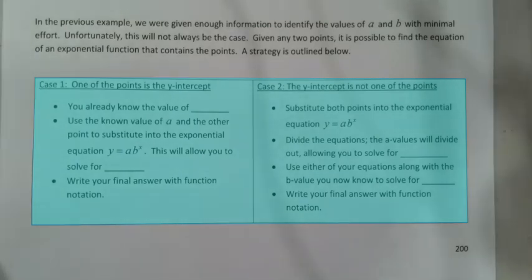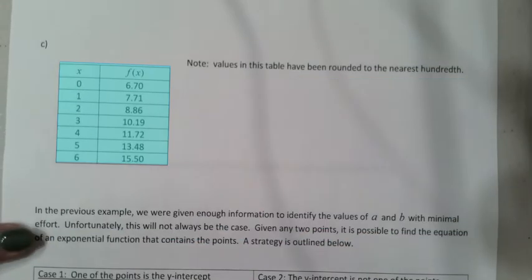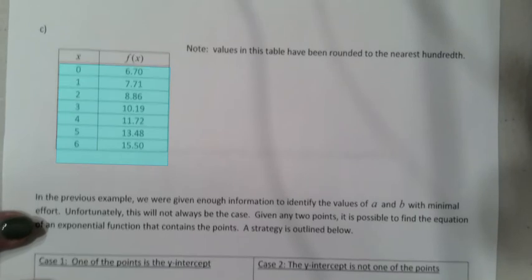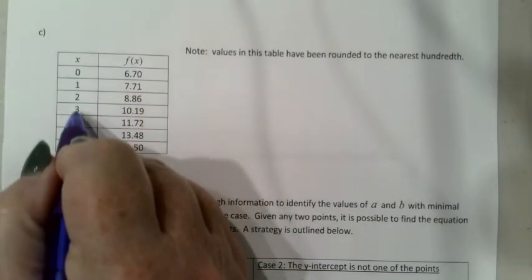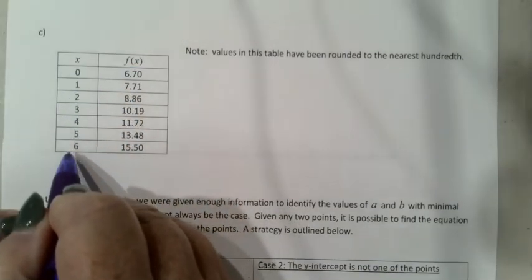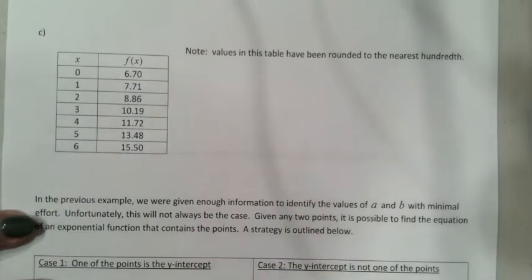This is the second part of section 5.2. Up until now, whenever we've seen an example, we have seen that we have a table where our x value is always increased by 1. That allowed us to figure out the b value, just using the pattern in the table.